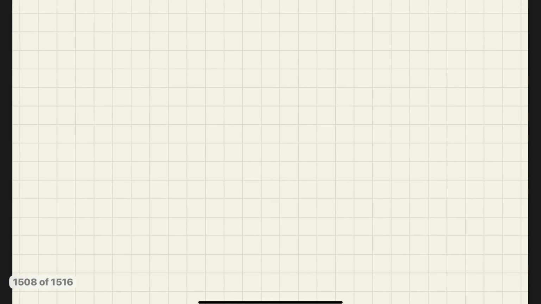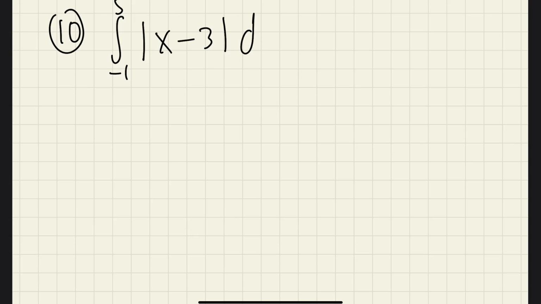Okay, number 10. Here we have a definite integral going from negative 1 to 5, and then we have absolute value of x minus 3. For this right here, because it's a definite integral with absolute value, use area. It's going to be much easier. So let me show you.